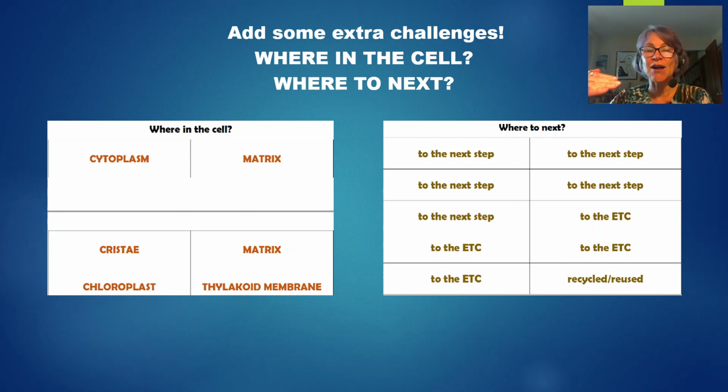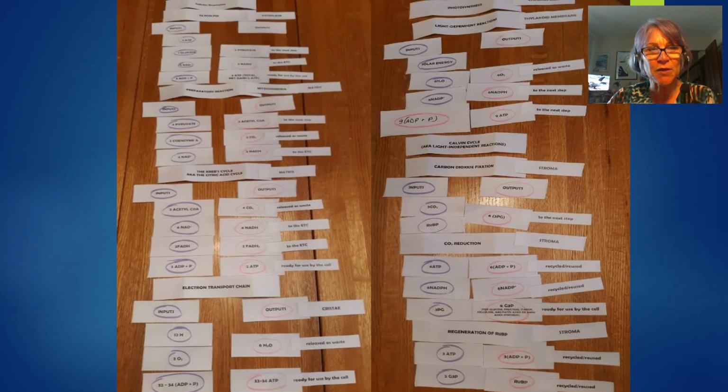And then another challenge, where to next? So for each of your outputs, what happens to it? Some of these outputs from a prior step go in and become an input in the next step. Others, those hydrogens get shuffled to the electron transport chain. Anytime you get that NADH or FADH2, the taxi cab with its hydrogen, its job is to ferry it to the electron transport chain. Some of the items stay right within the same step and just get recycled or reused over and over again.